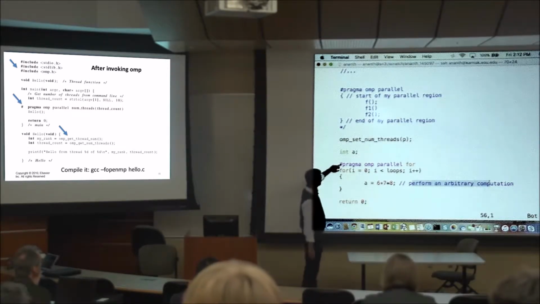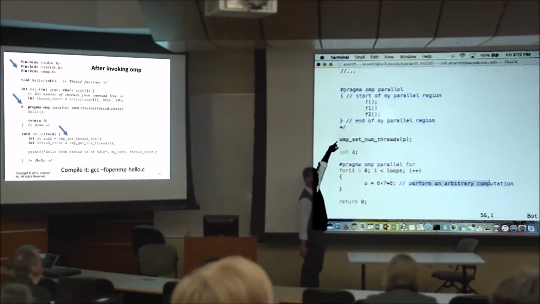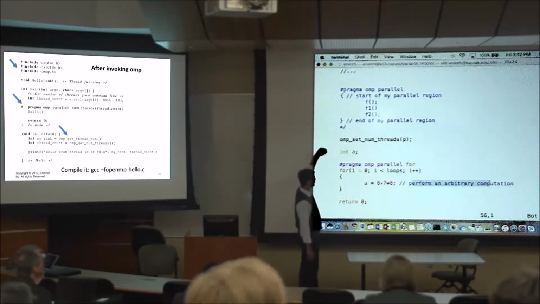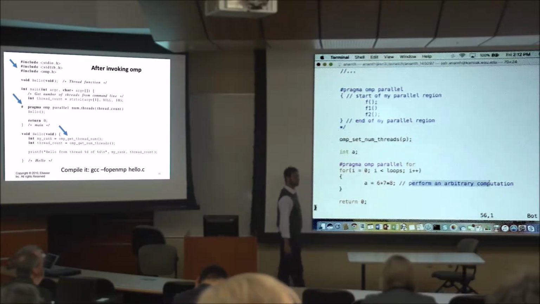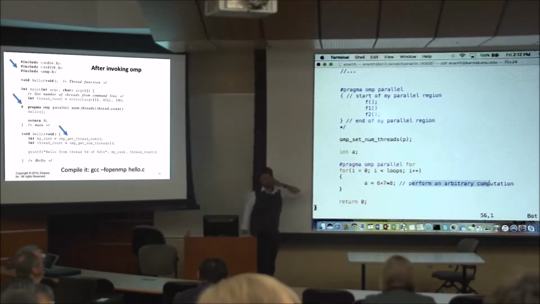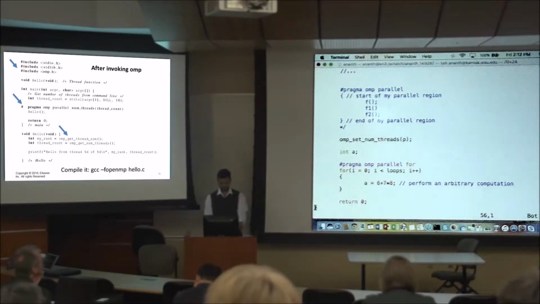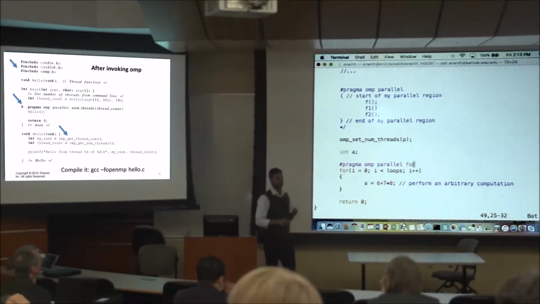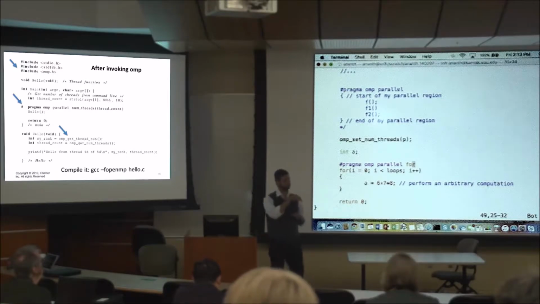The reason why I'm not specifying it here is because I've specified it there. Exactly. So this for here is saying that what next is going to follow is a for statement, and it's telling the OpenMP environment that. And this is the actual for statement.